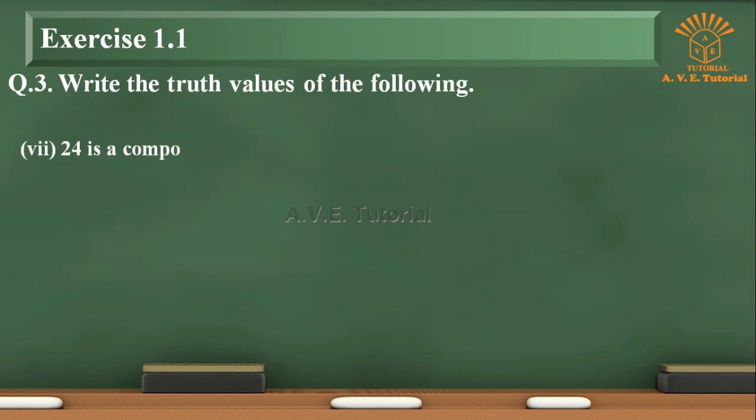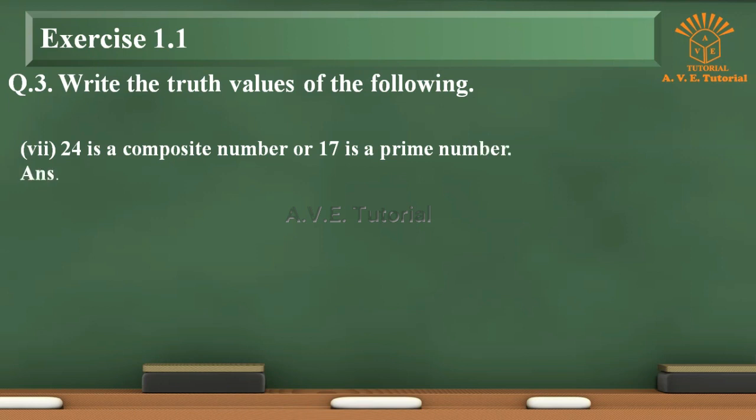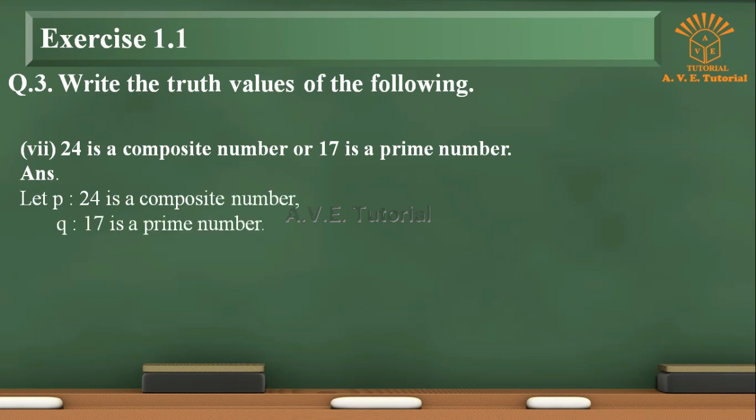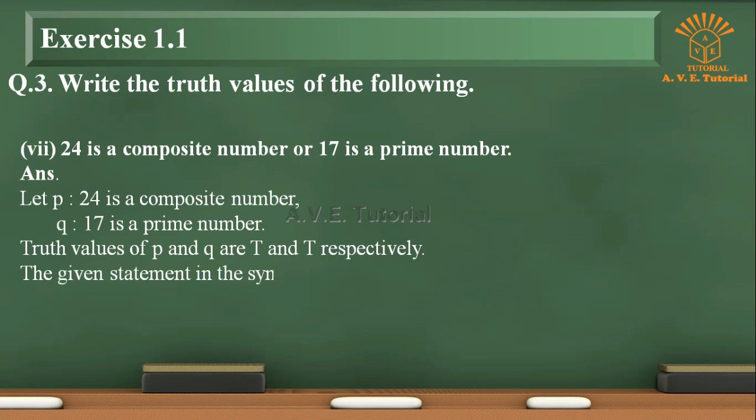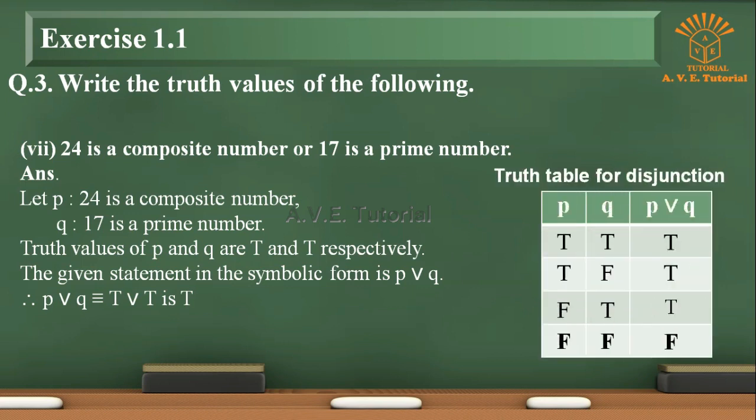Seventh, 24 is a composite number or 17 is a prime number. Answer. Let statement P be 24 is a composite number. Statement Q, 17 is a prime number. Truth values of P and Q are true T and true T respectively. The given statement in the symbolic form is P disjunction Q. Therefore, P disjunction Q is equivalent to true T or true T is T, as per truth table. Therefore, truth value of given statement is true T.